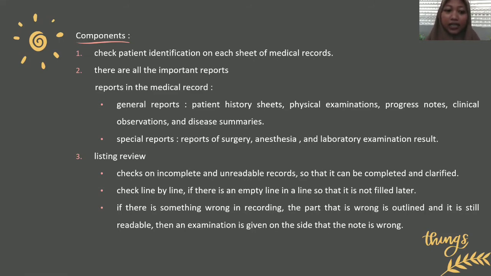Three, listing review. First, check on incomplete and unreadable records so that it can be completed and clarified. Two, check line by line if there is an empty line so that it is not filled later. And the last is, if there is something wrong in recording, the part that is wrong is outlined and it is still readable. Then an examination is given on the side that the note is wrong.